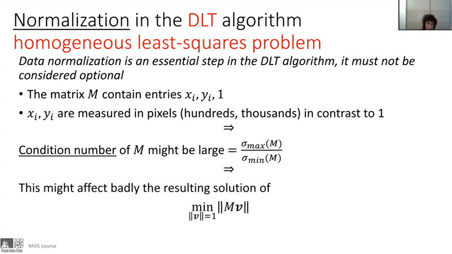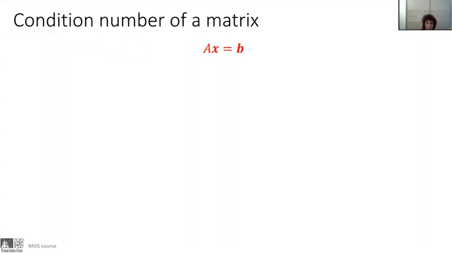Okay. So if I have a large condition number, this affects badly the solution of the homogeneous least square problem. I want to say that the condition number is not a matter of algorithm, it's not a matter of accuracy of the computer, it's a property of the matrix. And if we don't handle it, you will get problems. Why is that? Okay, so in order to explain it, let's make a short detour and take a look at solving a system of equations. A times x equals b.